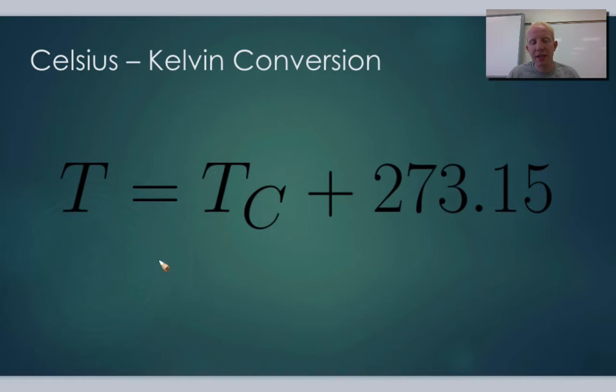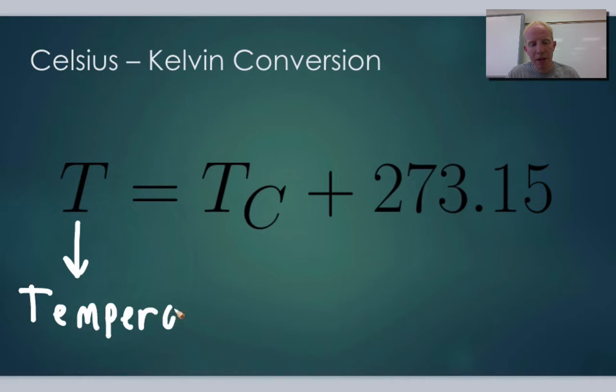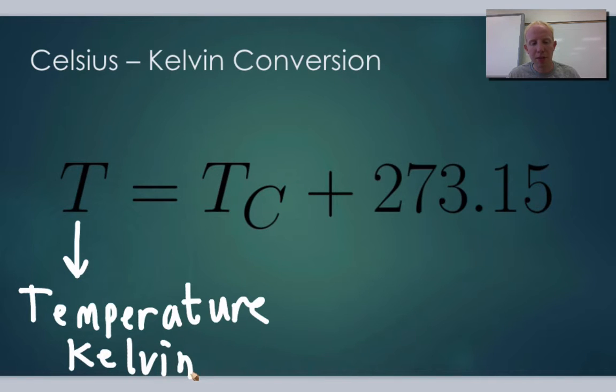Physicists don't like to give Kelvin a suffix because they think of it as the absolute scale. So if you just see T, that's temperature, but that is temperature in Kelvin. Okay? They don't put a suffix for K. They just think of it as being the absolute scale. Okay? So that's temperature in Kelvin. And then that's temperature in Celsius plus 273.15.